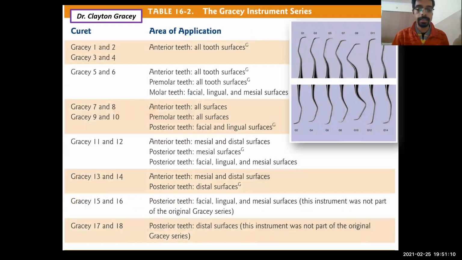Now, these are the area specific curettes. This is the most common series, that is Gracey curettes. It was given by Dr. Clayton Gracey. These are the instrument sets, Gracey from 1 till 18.